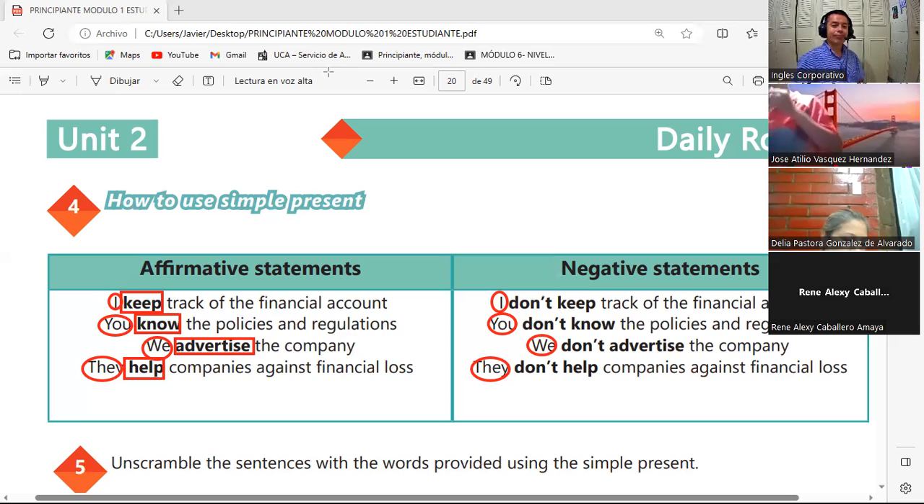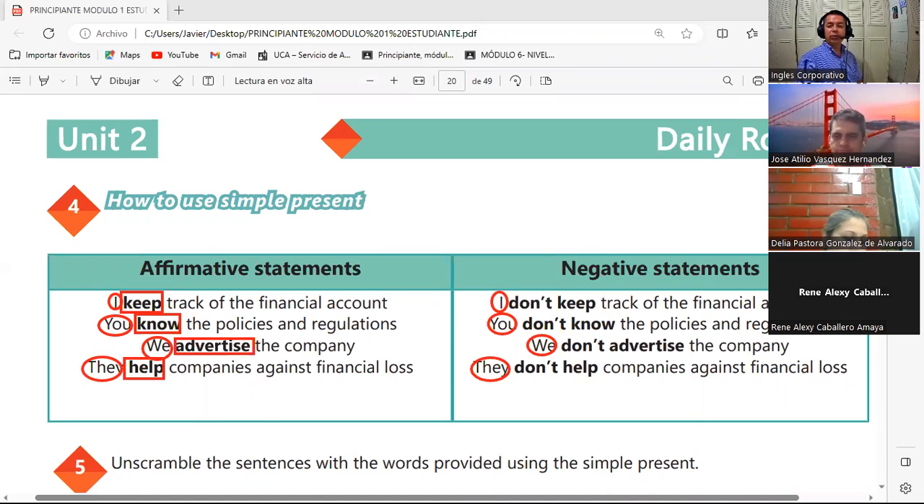Track, teacher? No, sorry. Okay. Lo voy a leer bien primero. Okay. I don't keep track of the financial account. In affirmative, the verb is keep. So what is the verb in I don't keep track of the financial account? What is the verb?